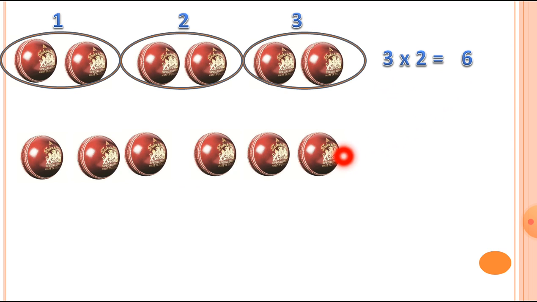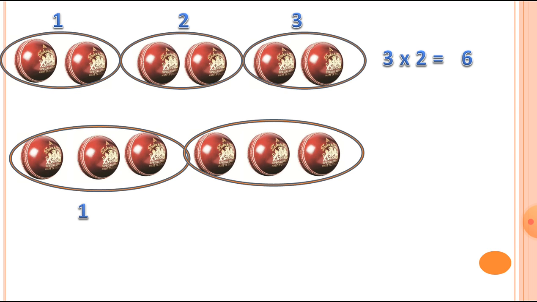Now here also 6 balls. But let's make some different group. The balls are 6, but we are making the different group. Here is the first group. Here is the second group. You can see this. We are making just 2 groups in place of 3. But each group has 3 balls.